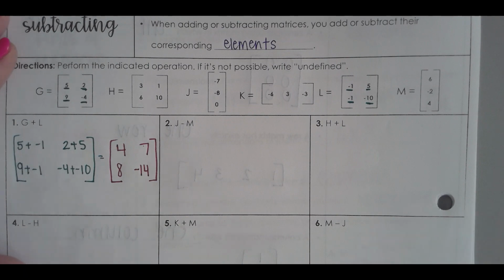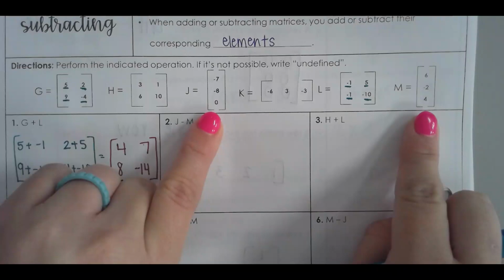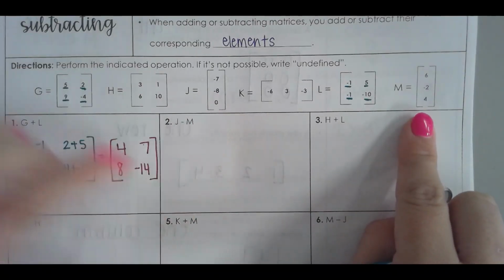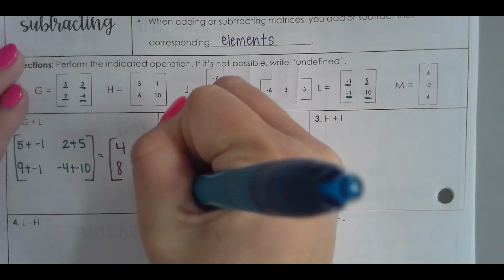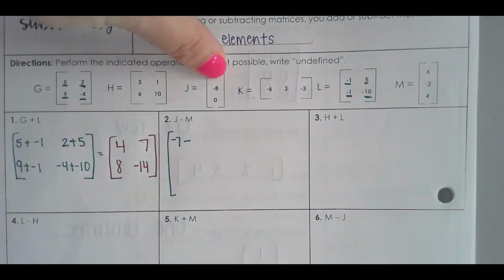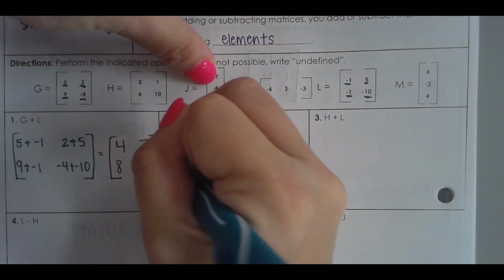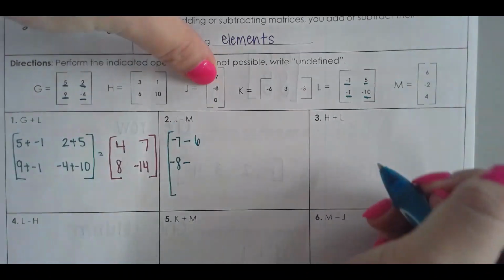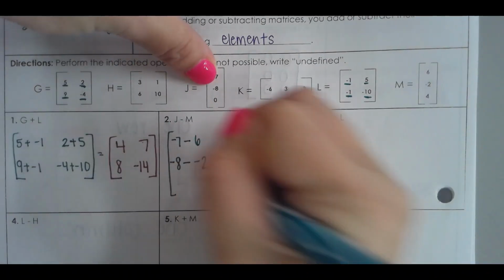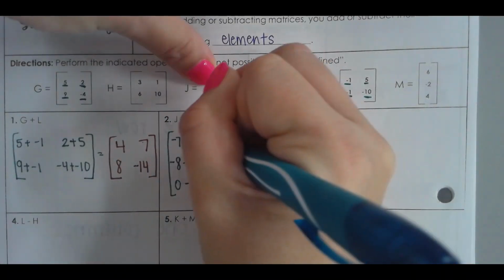J minus M. Can we do it? No. Yeah, no. Yeah, you can. J and M are the same dimensions. All right. So it's -7 minus 6, -8 minus -2, and 0 minus 4.